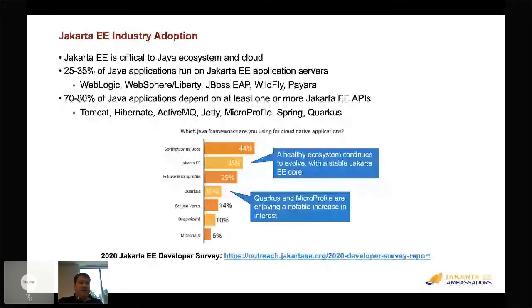So Jakarta EE is critical to the Java ecosystem and to the cloud. Currently, 25 to 35% of Java applications run on Jakarta EE application servers, those being like WebLogic, Liberty, Payara, etc. And 70 to 80% of Java applications depend on at least one or more Jakarta EE APIs. And below, we can see a breakdown of the different server-side technologies, Spring, Jakarta EE, and the percentage within the community. And all of these depend upon different Jakarta EE specifications. The data for this came from the Jakarta EE developer survey last year.